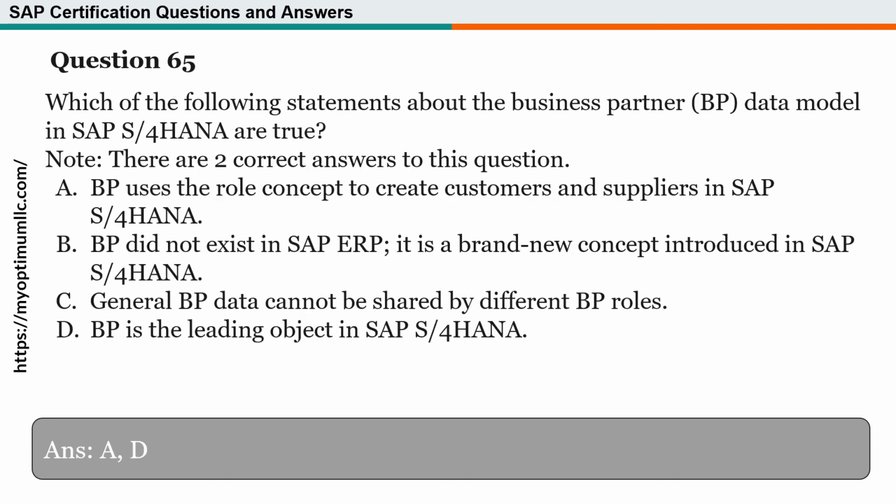Question 65. Which of the following statements about the business partner, BP, data model in SAP S/4HANA are true? Note, there are two correct answers to this question. A. BP uses the role concept to create customers and suppliers in SAP S/4HANA. B. BP did not exist in SAP ERP, it is a brand new concept introduced in SAP S/4HANA. C. General BP data cannot be shared by different BP roles. D. BP is the leading object in SAP S/4HANA.